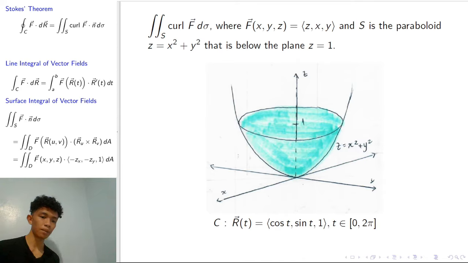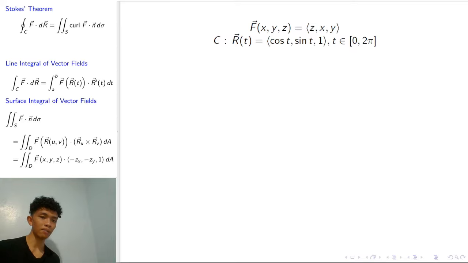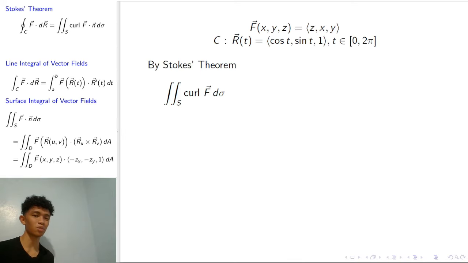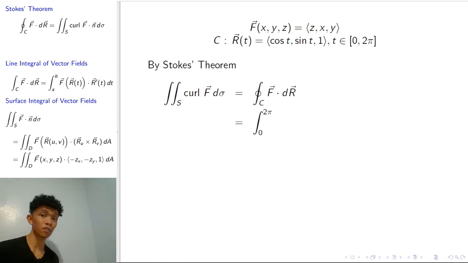C is given with the parametrization r of t equal to cosine t, sine t, comma 1, where t runs from 0 to 2 pi. So we have your vector field, and your parametrization for your curve C. So instead of computing the curl, finding the normal vector and taking the dot, a long process, since we have a nice parametrization of your boundary curve, we can just use Stokes' theorem. So this curl F integral is just a line integral, where we have your integral running from 0 to 2 pi. We replace every x, y, z in F by the corresponding parametric expressions in terms of t.